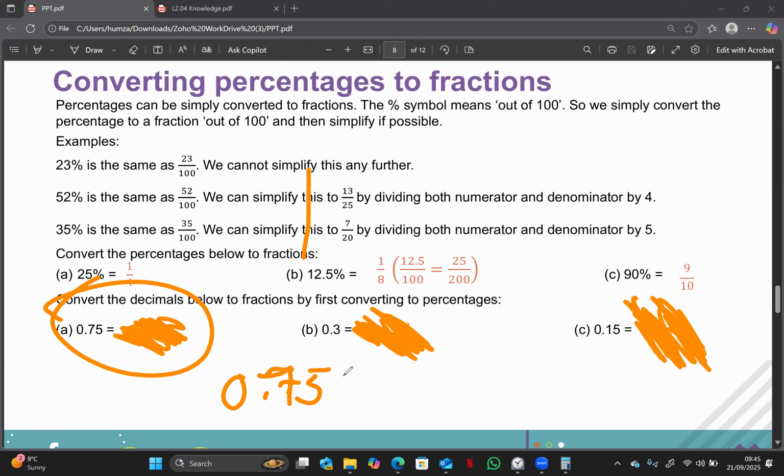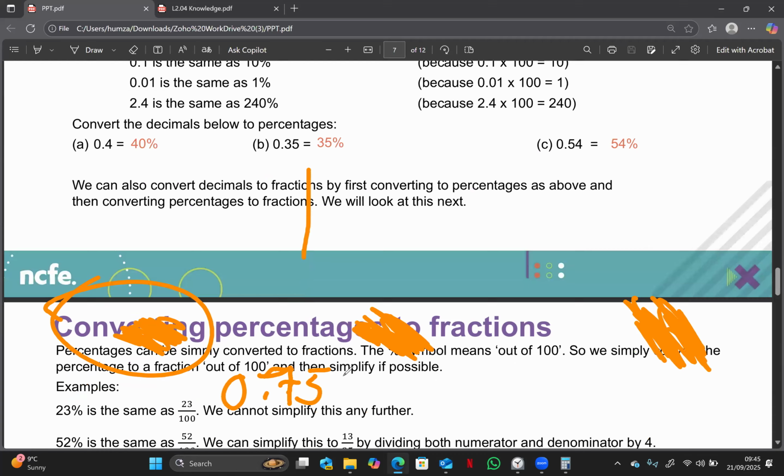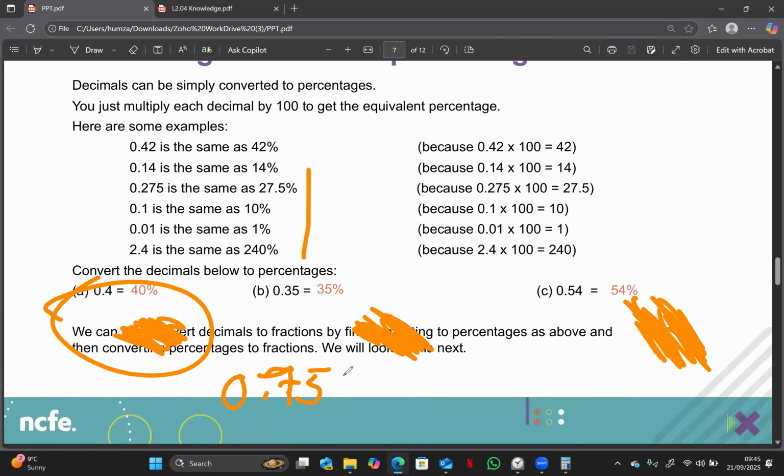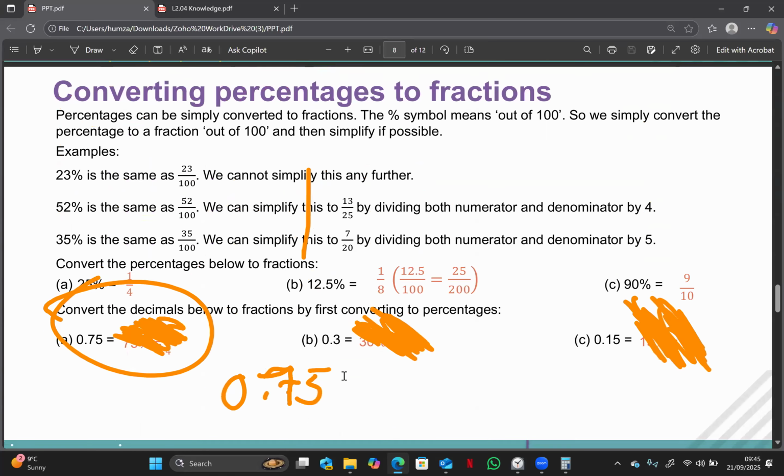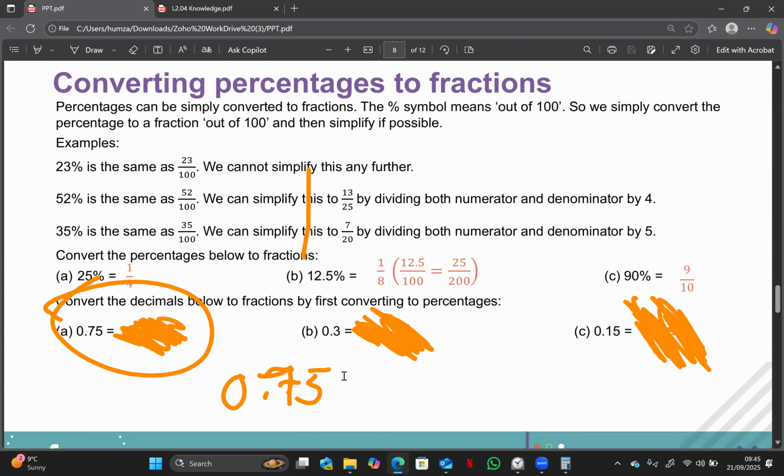Do you remember? One second, I'll show you. Sorry. Do you remember when we did this? Decimal into percentage. Do you remember this? Yeah. So we need to do the same here. How do we convert 0.75 into a percentage, not a fraction? 75%. Yes, how do we do that? How did you get 75%? That's the right answer, but how did you get it?